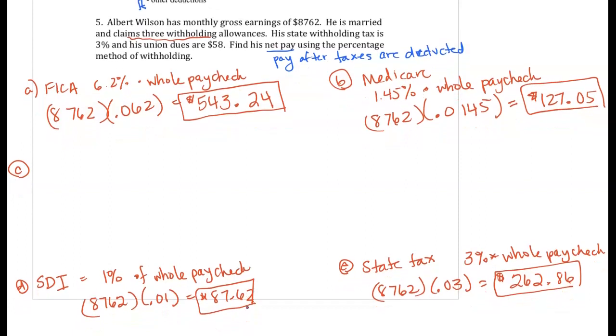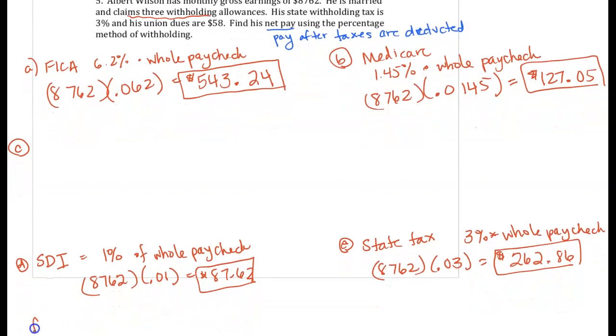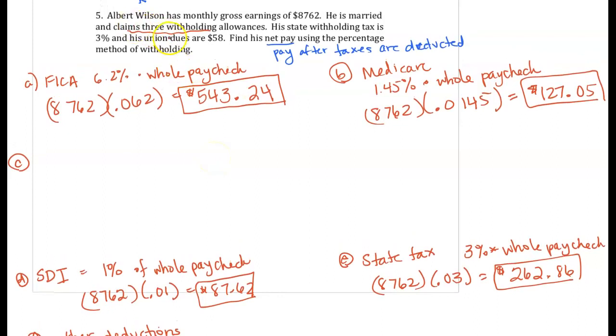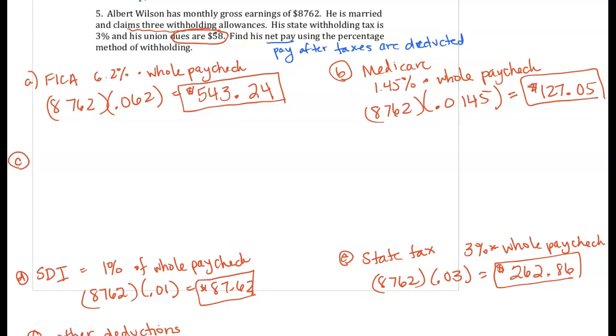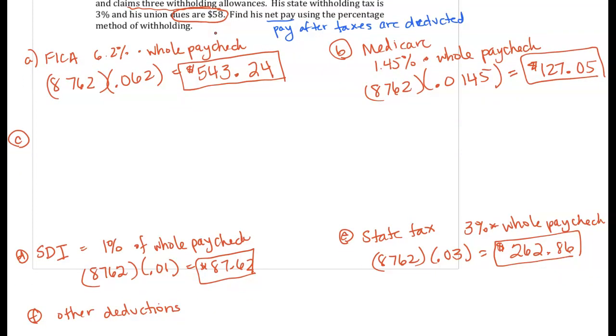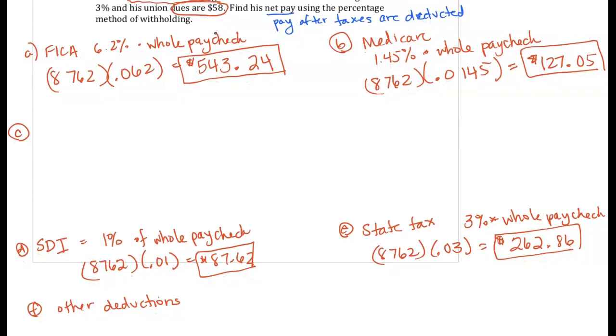F is other deductions. For other deductions, anything else that's listed. So going back, we have union dues that are $58. Sometimes there's other items listed here also, okay? But anything that's kind of extraneous, so maybe if there's extra payments to a bank account, that would be listed there. That's deducted from your paycheck automatically. So in this case, just the $58 of the union dues.